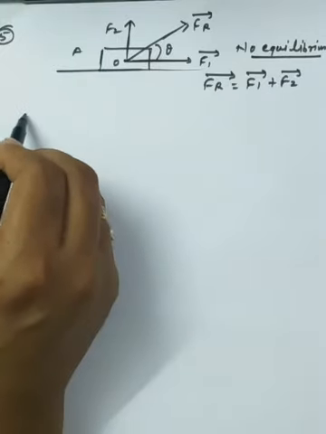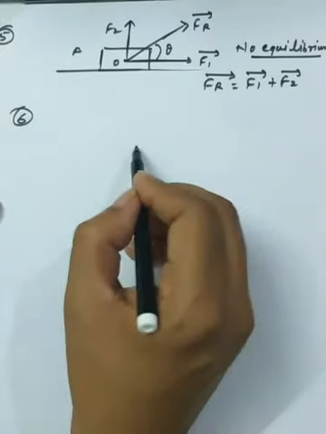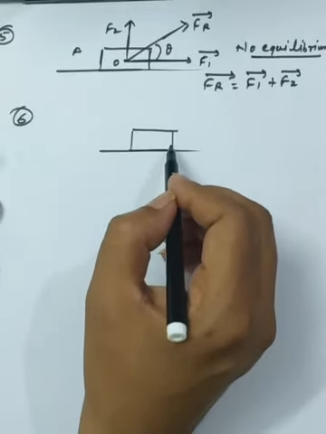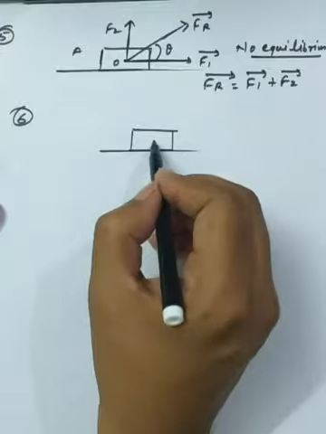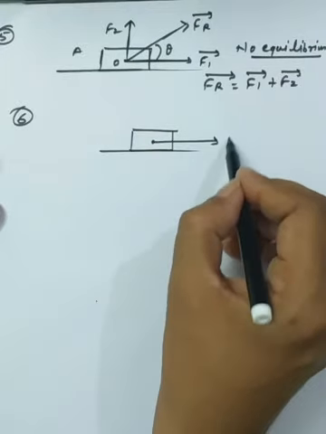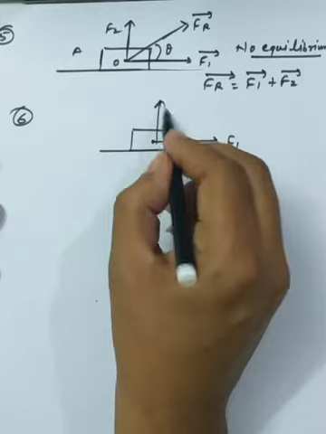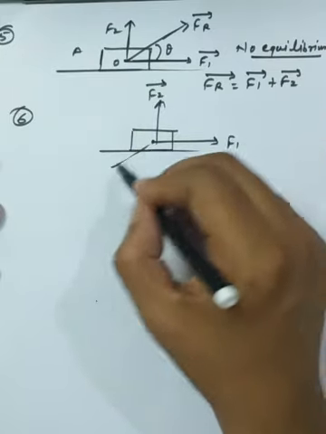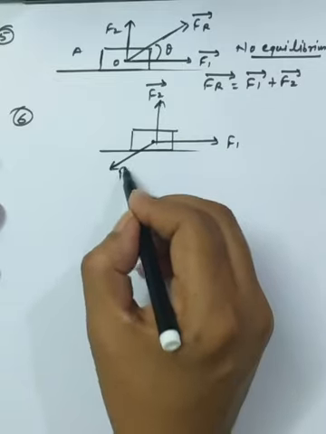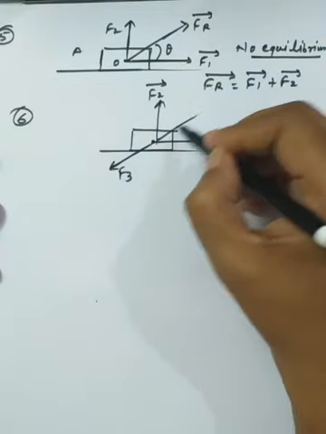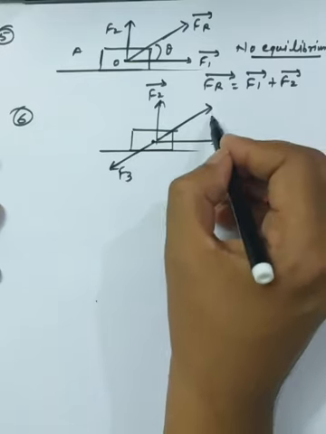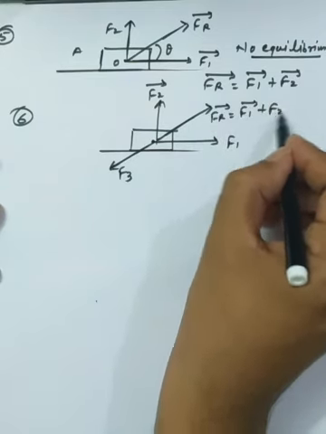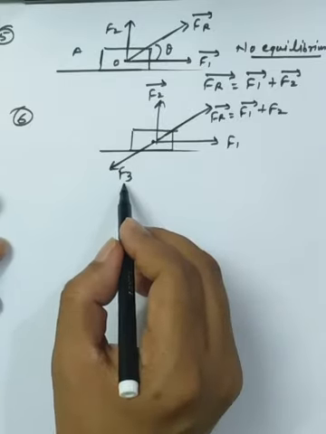Now the condition number 6 we have. Suppose we are taking an object on a surface, and one of the forces is called F1, and as in the earlier example this one is called F2, and a third force called F3 is acting on the object. We know that the resultant of F1 and F2, that is Fr, is equal to the sum F1 plus F2. This is opposite to F3.